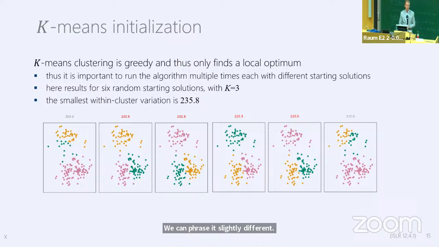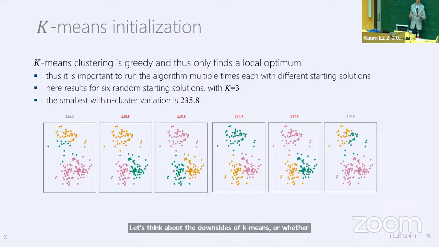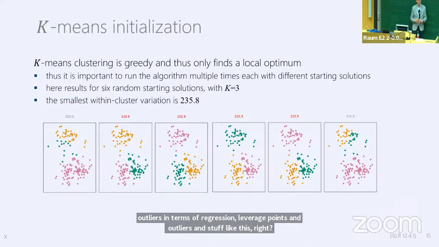You can consider these outliers as single clusters. Yeah, absolutely. In fact, a small aside: let's think about the downsides of k-means, right? Or what are the pitfalls? What is it sensitive to? You mentioned outliers. We already discussed outliers in terms of regression, leverage points and outliers and stuff like this. How good or bad is an outlier for k-means?